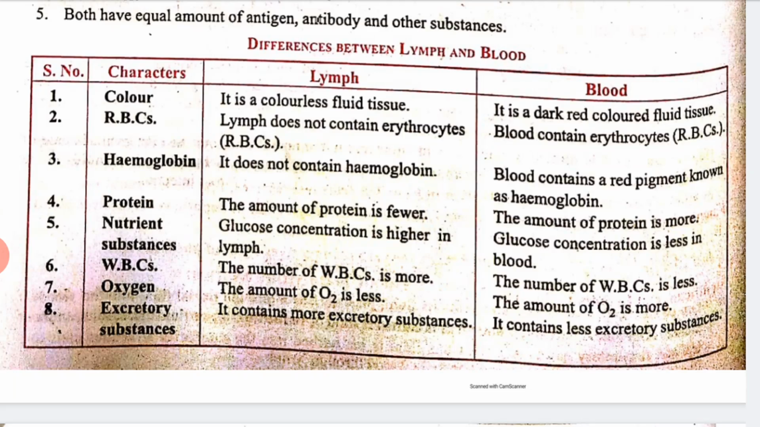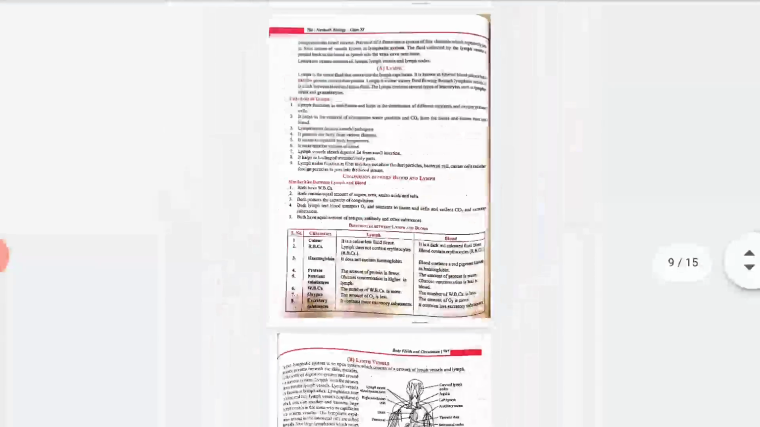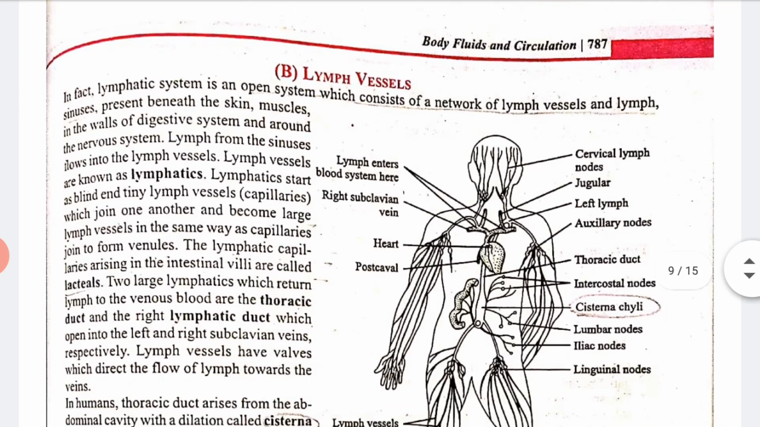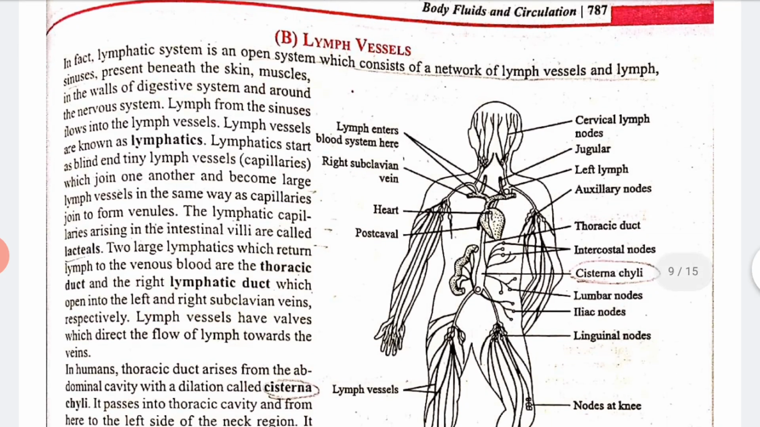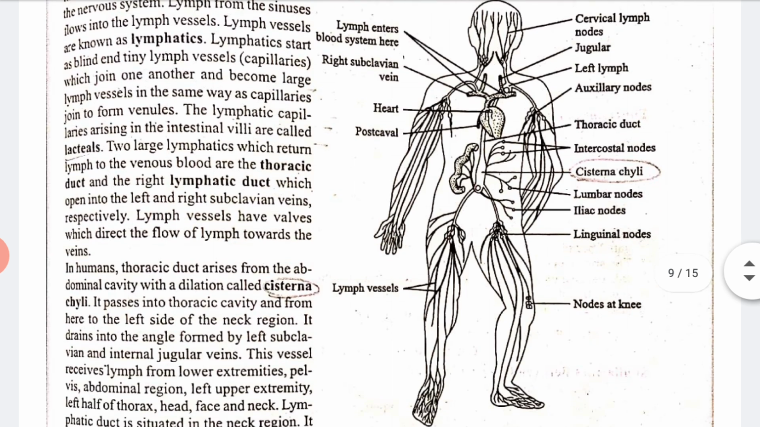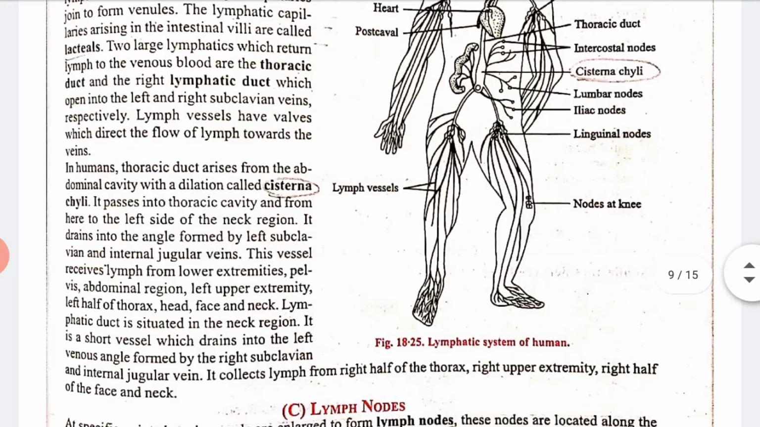Now let's talk about lymph vessels. Which vessel is known as a lymph vessel, and what is a lymph vessel? In fact the lymphatic system is an open system which consists of a network of lymph vessels and lymph sinuses present beneath the skin, in the muscle, in the wall of the digestive system and around the nervous system. Lymph from the sinus flows into the lymph vessels, and lymph vessels are known as lymphatics. Clear? Now you can see here the lymphatic system of humans.